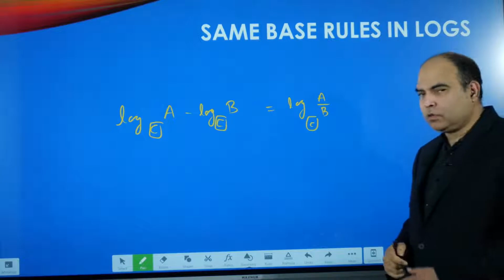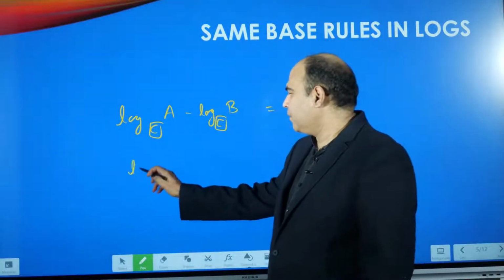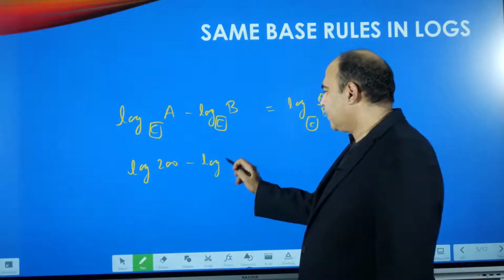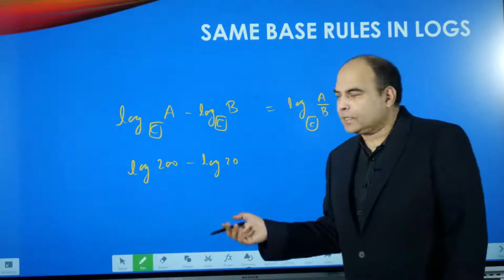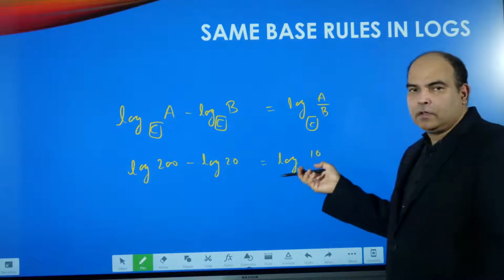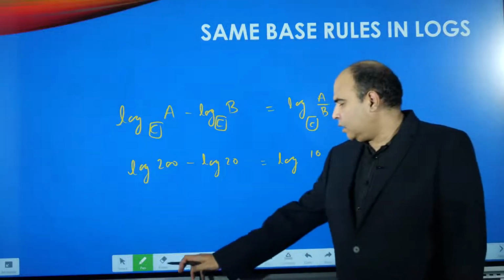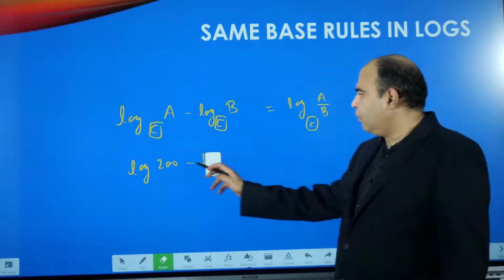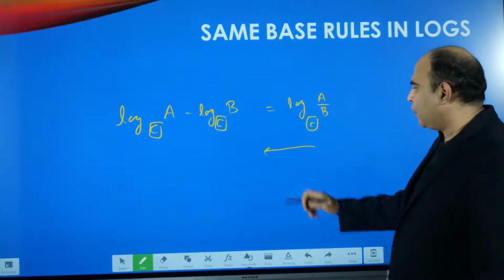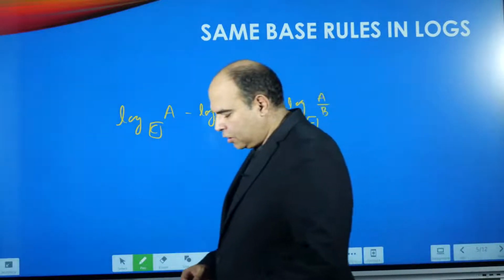How is this used? In what conditions is this used? Suppose I have log 200 minus log 20. I can write this as log 10. And if the base is 10, log 10 to the base 10 is 1. So I can convert this into 1 directly. So this is allowed. Sometimes you also use this to move from the right to the left.